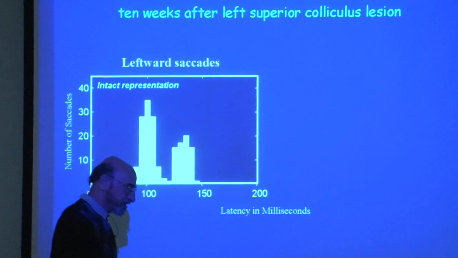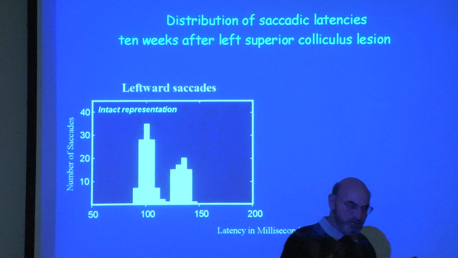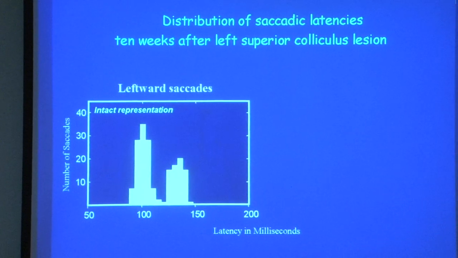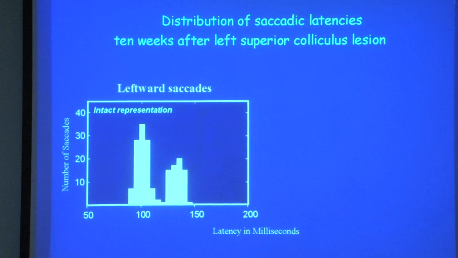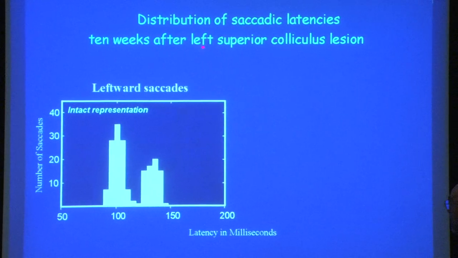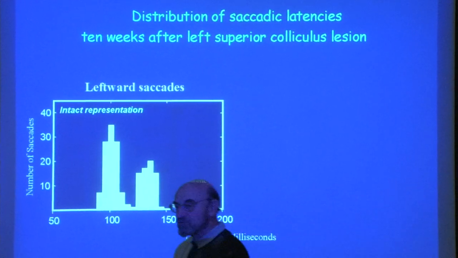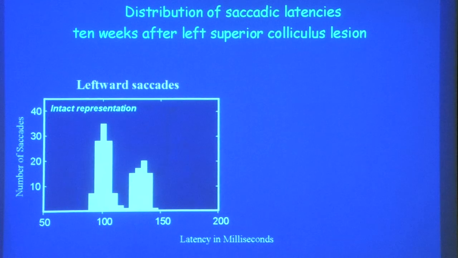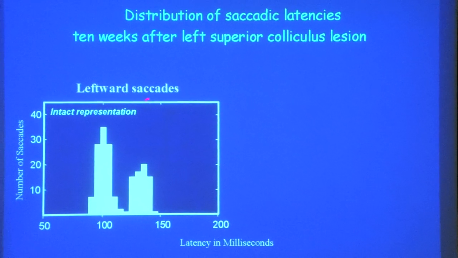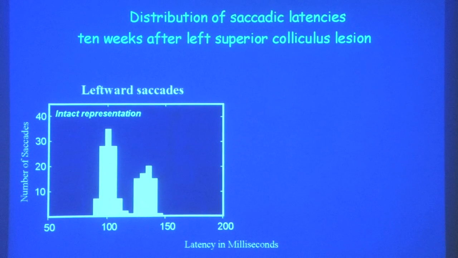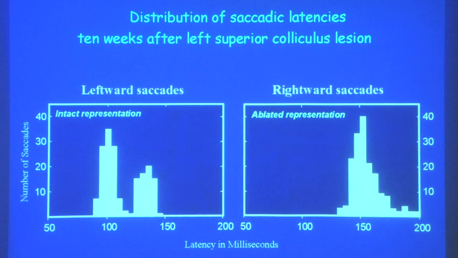Ten weeks after the colliculus had been ablated, we're talking about a major effect here that doesn't recover. You took out the colliculus on one side, on the left, okay? So that controls rightward saccades. Therefore, when you look at the leftward saccades, that's to the intact side of the brain, you get your usual bimodal distribution of saccadic latencies. But then, when you look at rightward saccades, lo and behold, you don't see a single express saccade.